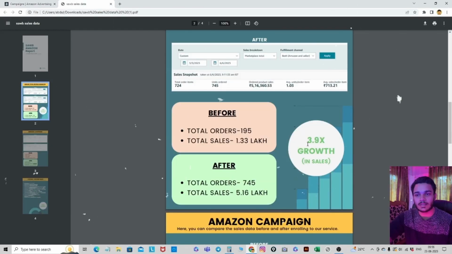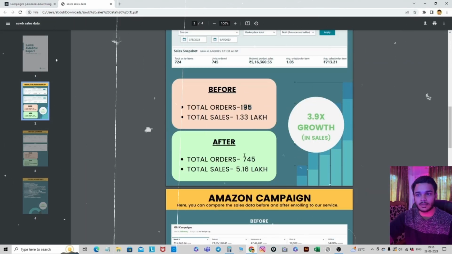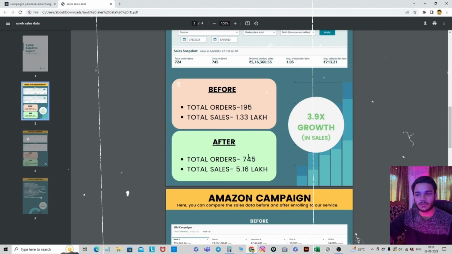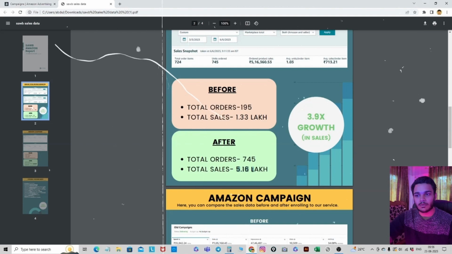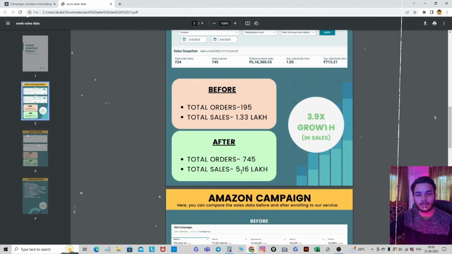So I could increase their growth by around 3.9x. Before, they were getting only 195 orders. Later that was increased to 745. The sales were 1.3 lakh before. Within 3 months, I could increase that to 5.16 lakh.